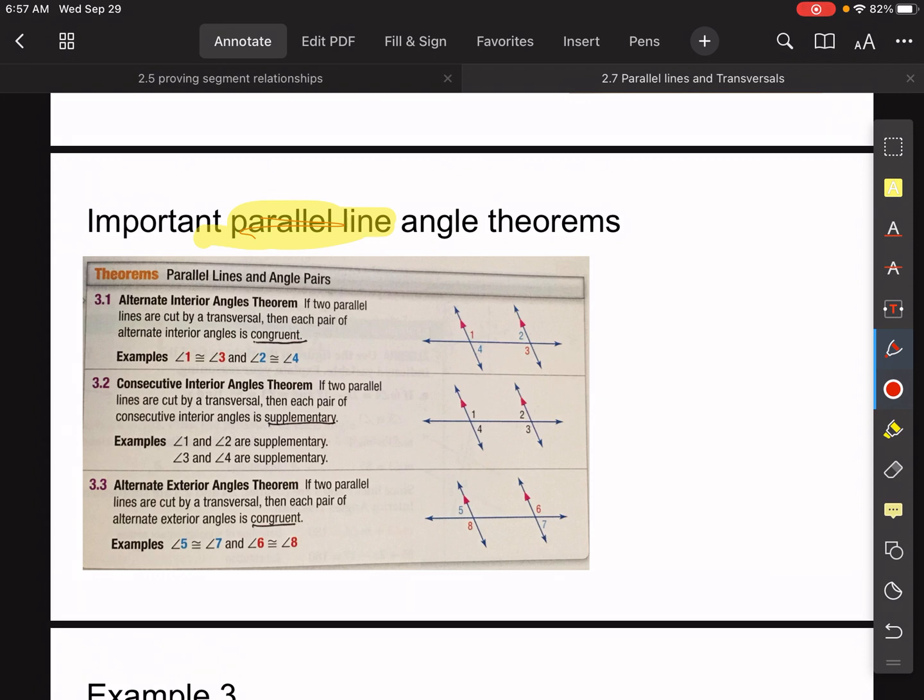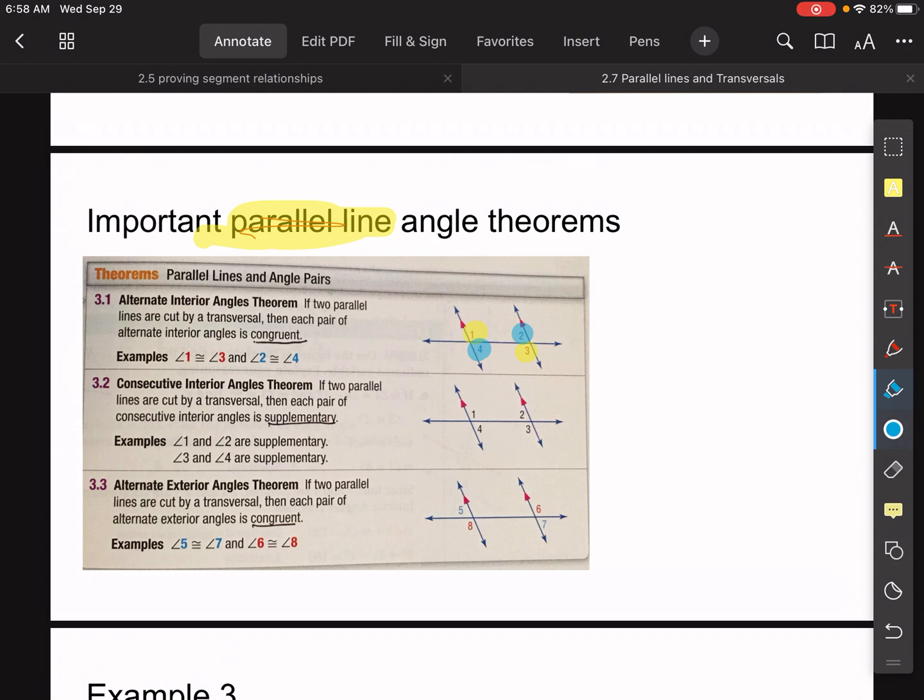So 3.1 says, if two parallel lines are cut by a transversal, then each pair of alternate interior angles is congruent. In this case, the alternate interior angles would be 1 and 3. That would be one pair, and the other one would be 2 and 4. Those guys have to be congruent if they're parallel lines, which should make sense because they have the exact same slope, cut by a transversal.